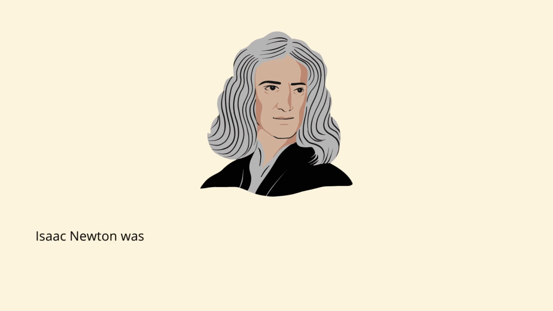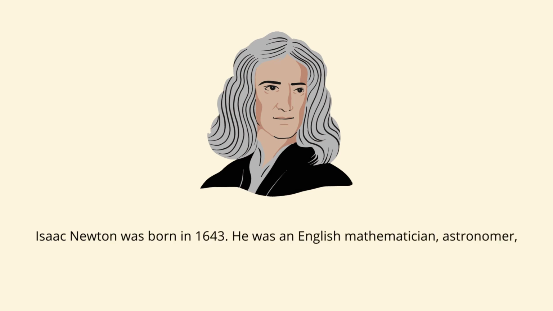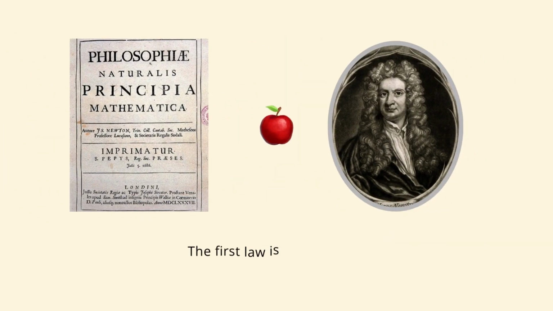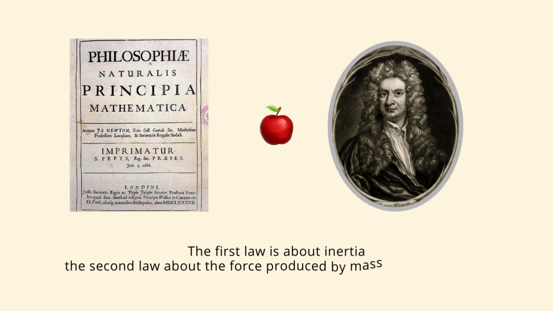Isaac Newton was born in 1643. He was an English mathematician, astronomer, and physicist. In 1687, Newton published his book Philosophiae Naturalis Principia Mathematica, where he presents the three laws of movement. The first law is about inertia, the second law about the force produced by the mass and acceleration, and the third law is about action-reaction.